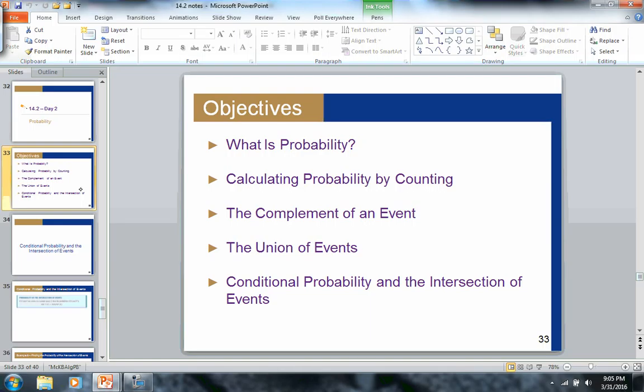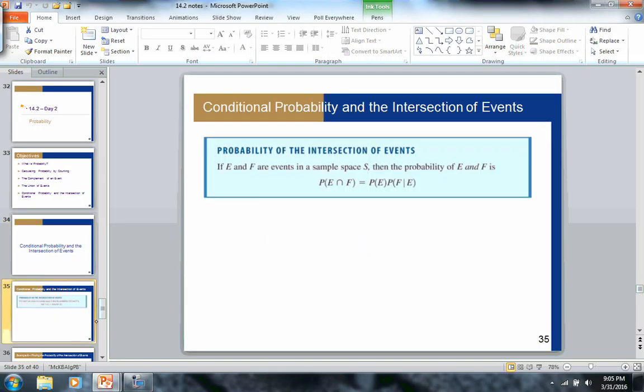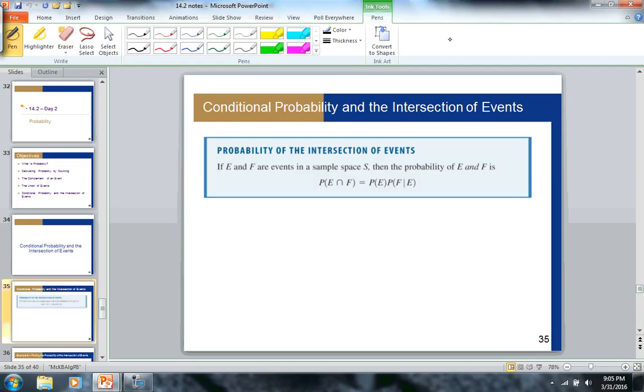We're going to talk a little bit more about unions of events, but mostly in terms of the conditional probability and the intersection of events. So for conditional probability and intersection, this is basically where you have dependent events or independent events. For this first definition here, we're dealing with a dependent event.